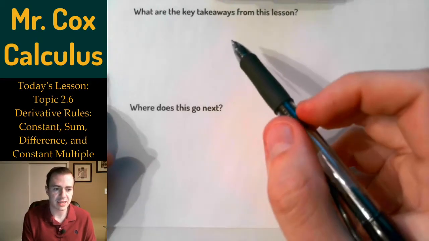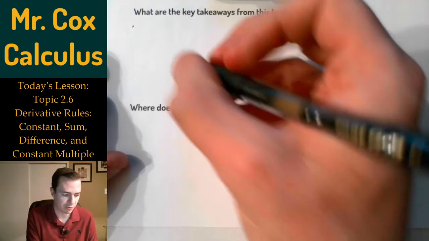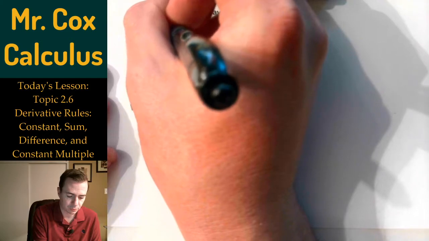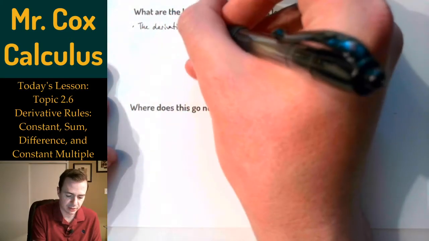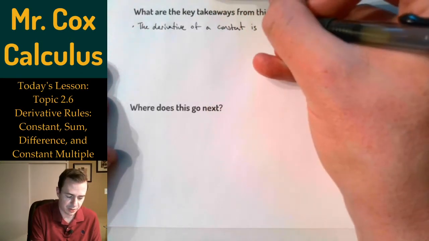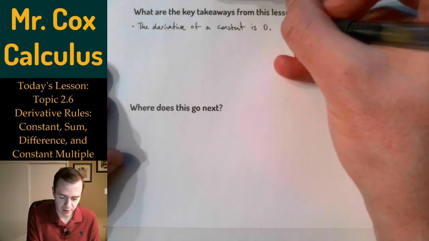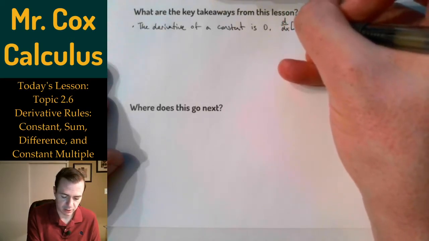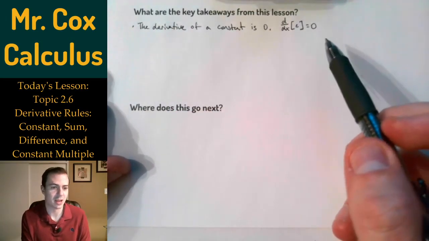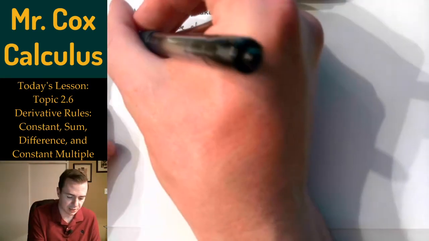All right, so what are the key takeaways from this lesson? Well, let's recap some of our new rules that we found, starting with the idea that the derivative of a constant is 0. And to apply our notation to that, the derivative of a constant is 0. This statement and this statement say the exact same thing. The derivative of a constant is always going to be 0.